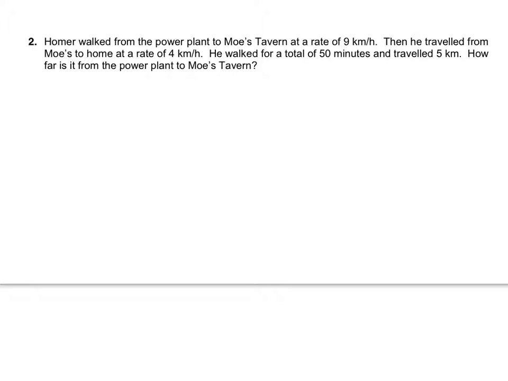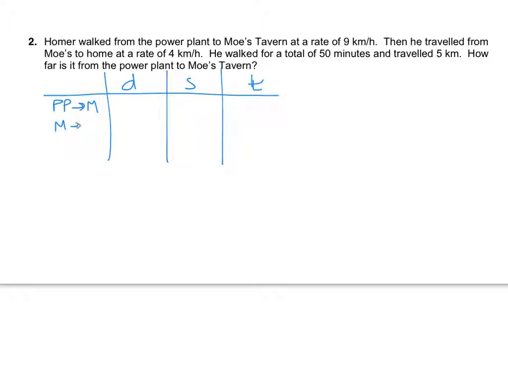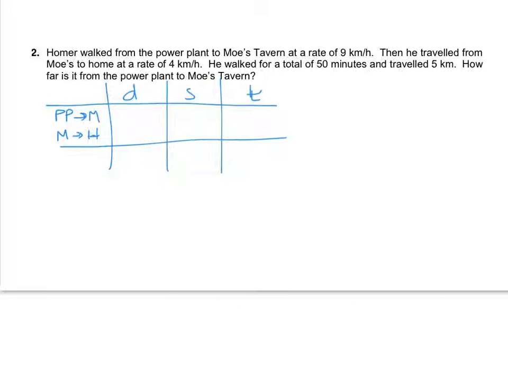So we have a chart that we could set up again. Why don't you take a moment, put me on pause, and try that. Okay, so if I create a chart, I want distance and speed and time. And then we've got two parts to this. The one part is talking about going from the power plant to Moe's. So power plant to Moe's. And then we've got Moe's to home. And we, of course, still have some total values that are coming up in the description here.